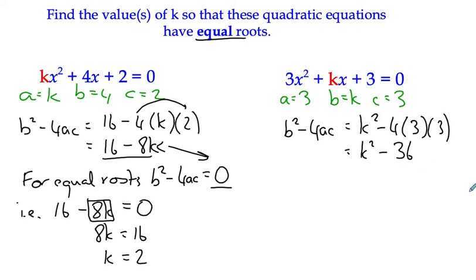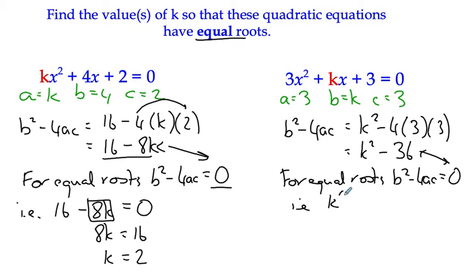K squared minus 36. Well, we can't do any more with that, but we know that this equation has equal roots, so we can state for equal roots, what's true? b squared minus 4ac is equal to 0. In other words, k squared minus 36 must equal 0, i.e. k squared minus 36 equals 0.